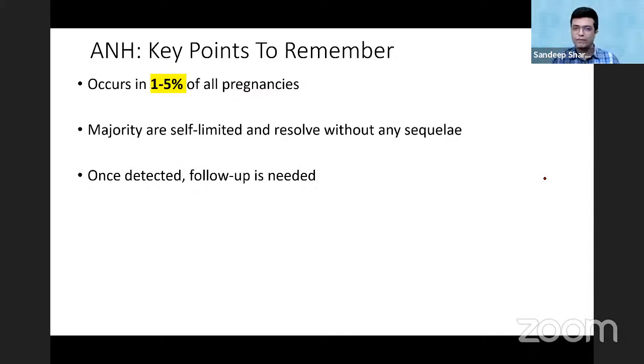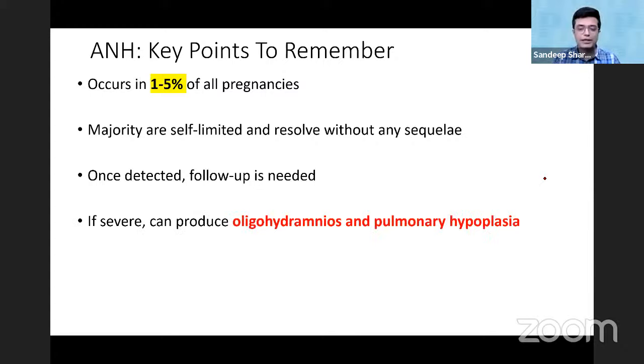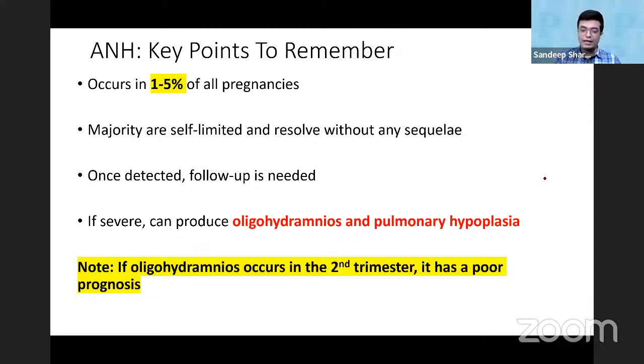Once they are detected, obviously, antenatally and postnatally, follow-up will be indicated in these patients. And if it is severe, it can produce oligohydramnios, and you know that severe oligohydramnios can be associated with pulmonary hypoplasia as well. So many times even fetal intervention will be needed in a minority of these patients. And if oligohydramnios occurs in the second trimester, it has a poor prognosis.